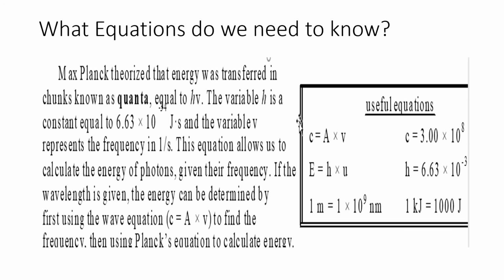If the wavelength is given, the energy can be determined by first using the wave equation. The speed of light is equal to lambda times nu, or wavelength times frequency, to find the frequency, and then using Planck's equation to calculate energy.